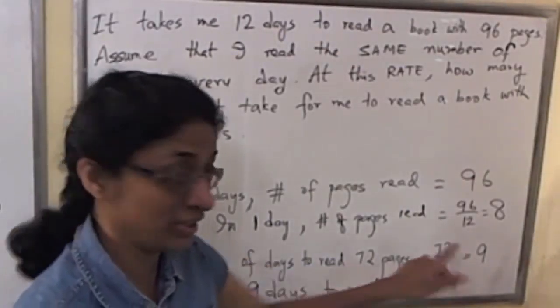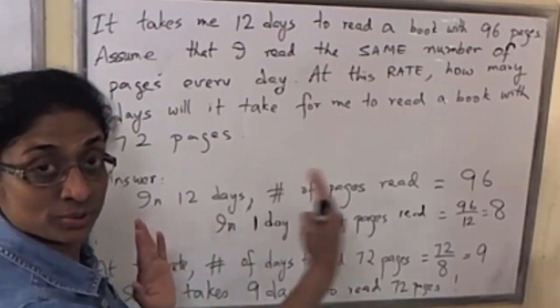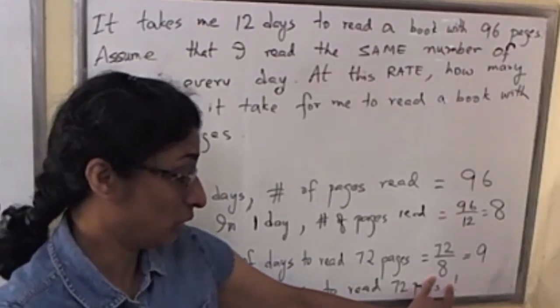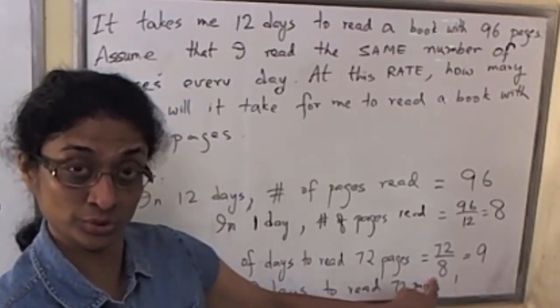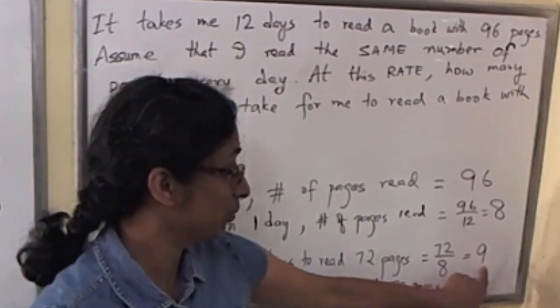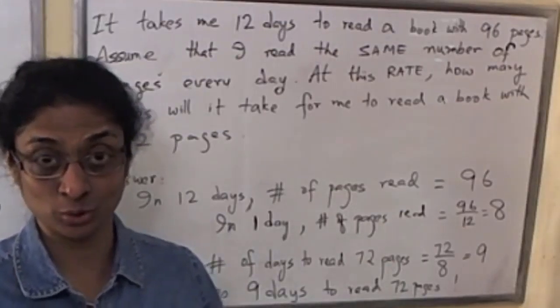We have 72 pages. If you want, you can think on the number line, the segment from 0 to 72. We're going to partition it into 8 equal parts, or simply 72 divided by 8, however way you want to think about it. And that gives you 9. So the conclusion is it takes 9 days to read 72 pages.